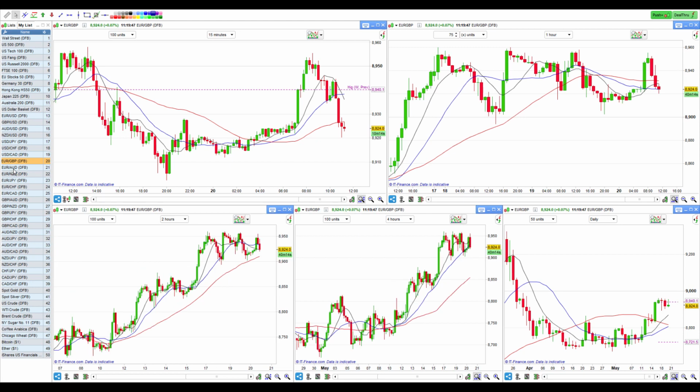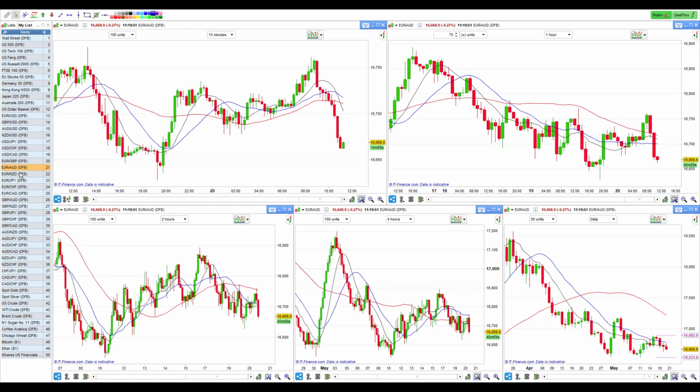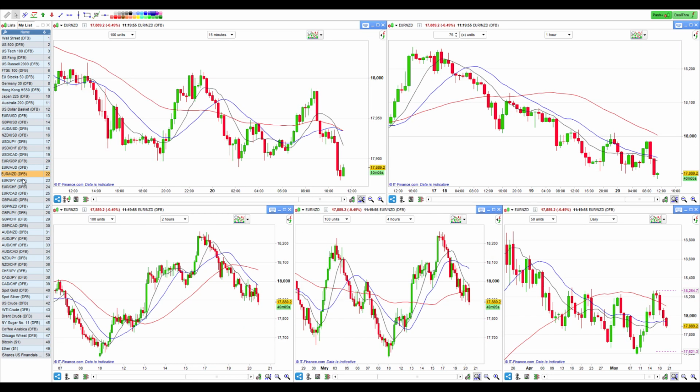Now I'm going to go across and have a look at the Euro pairs. Nothing on Euro GBP, just a mess. Euro Aussie, pretty much just a mess. Euro Kiwi, potentially broken through this level of support. There might be some shorting opportunities there, and it is heading low on the 2 hour time frame.